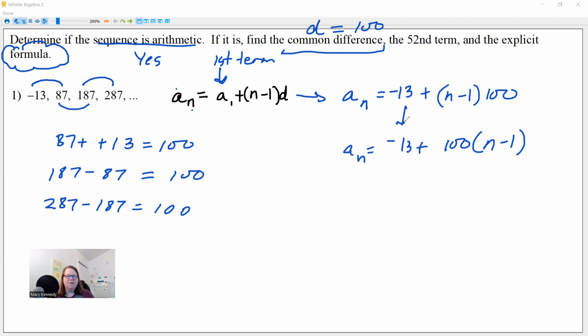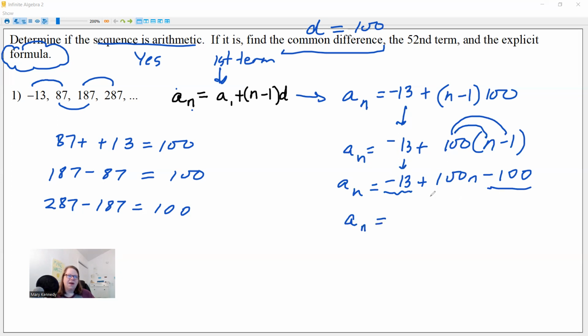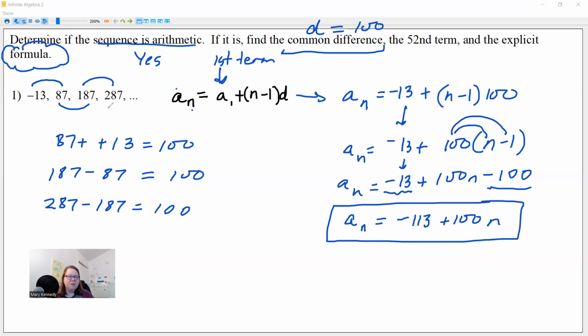Okay, I brought down the negative 13. I flip-flopped this to make more visual sense. So now I'm going to distribute 100 times n. I know that's 100n. 100 times negative 1 is negative 100. Okay, let me bring down the negative 13, and that's a positive. Okay, bring down the a sub n. Almost there. Now I have negative 13 and negative 100, and we can combine like terms, right? So our formula is a sub n equals, when I add those together, I get negative 113 plus 100n. And that's the explicit formula for this particular sequence.